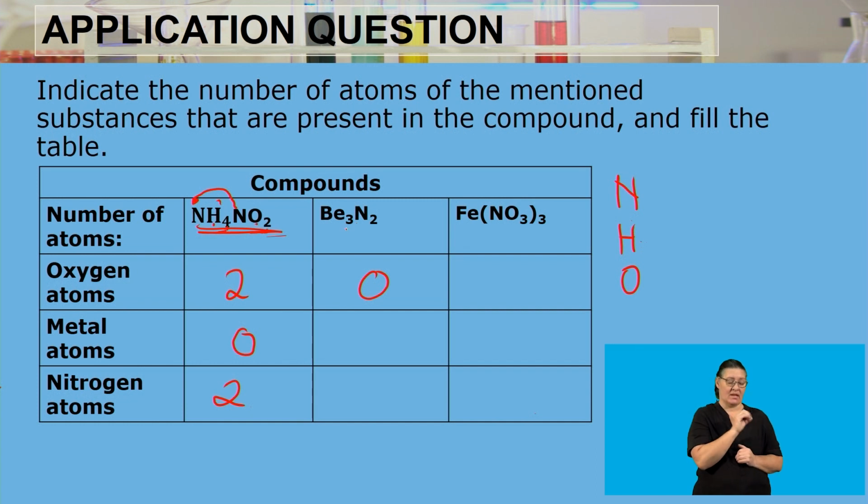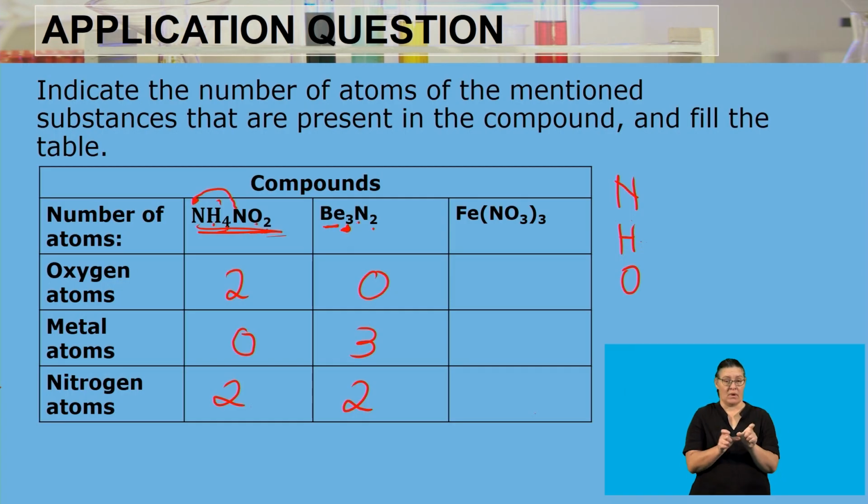We have 3 of them. Why? Because of that 3 there. Remember that this number is specifically for this particular element, and this 2 is specifically for that one, the N. So we have 3 metal atoms. And then how many nitrogen atoms do we have in this compound? We have just said that this number is specifically for that N, so we have 2 nitrogen atoms.